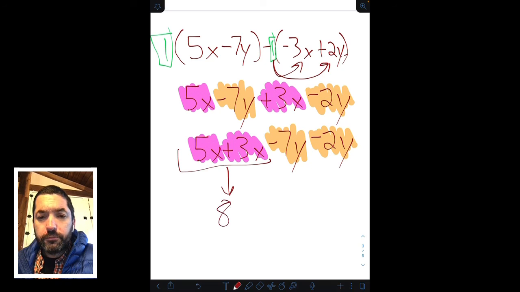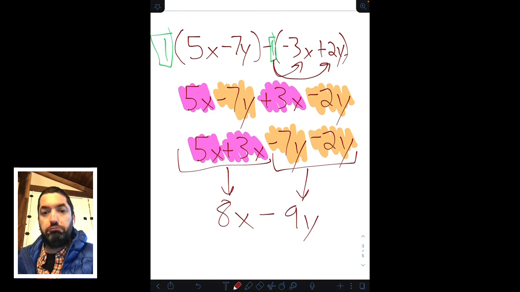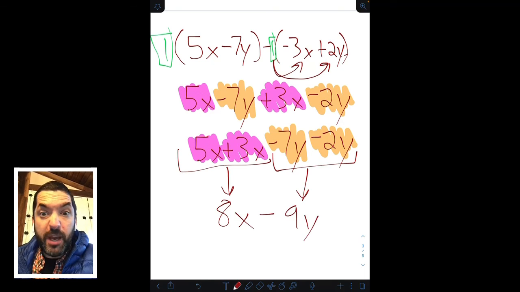5x and 3x are 8x. Negative 7y minus 2y is a minus 9y. And that's my answer. That's not too bad. Okay. Cool. And the last letter of the password is E, so F-I-R-E. Okay?